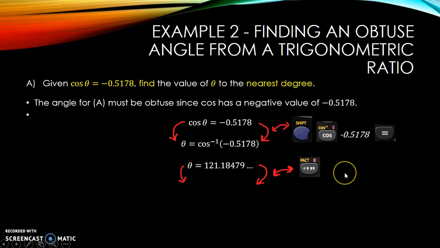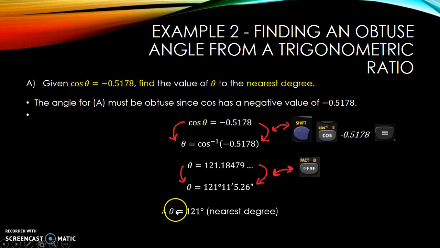121.18479, and so on. Now we want to see it to the nearest degree, so I'm going to press the degrees, minutes, seconds button located on your calculator, and that will give us 121 degrees, 11 minutes, and 5.26 seconds. Now it's the nearest degree, so I don't have to round anything up. I'm going to leave it as theta equals 121 degrees to the nearest degree.